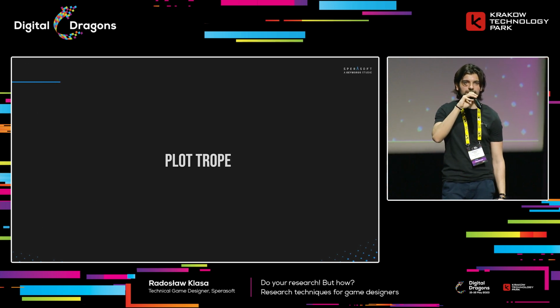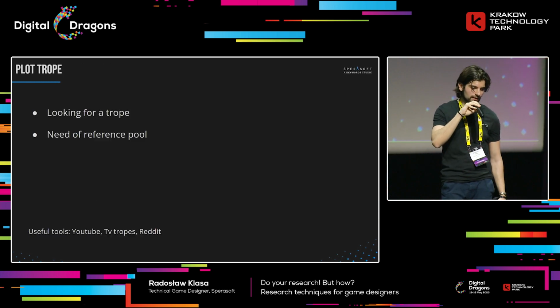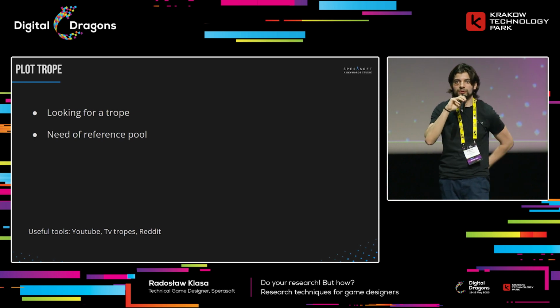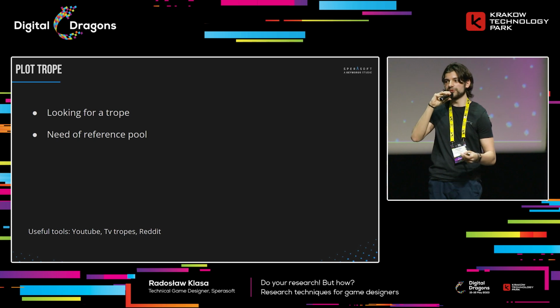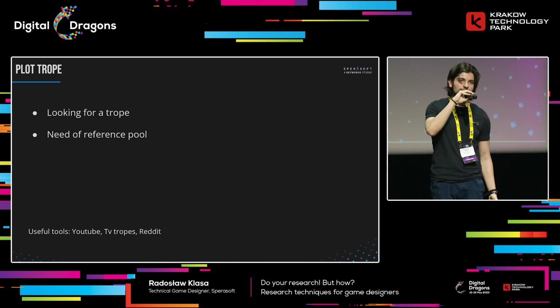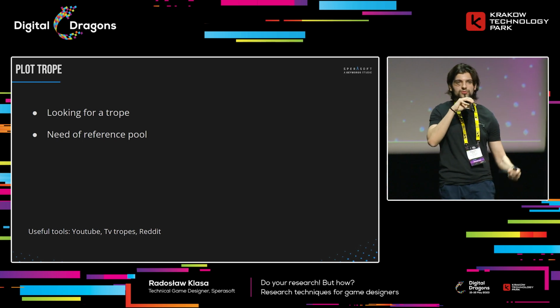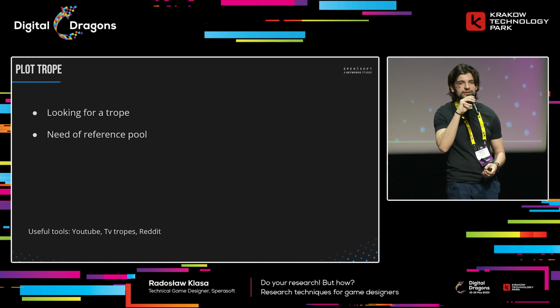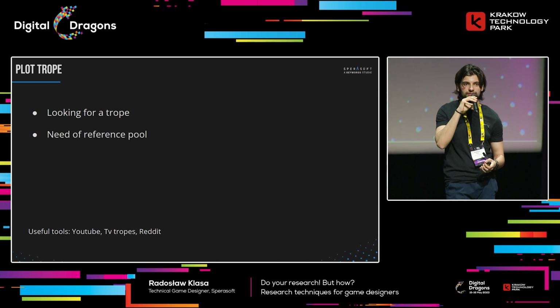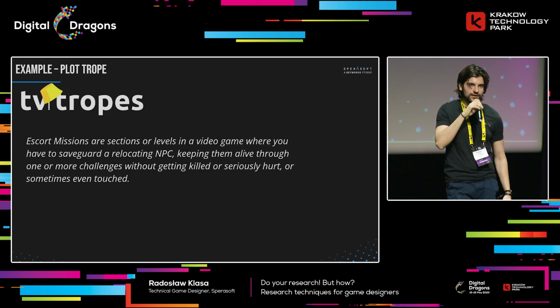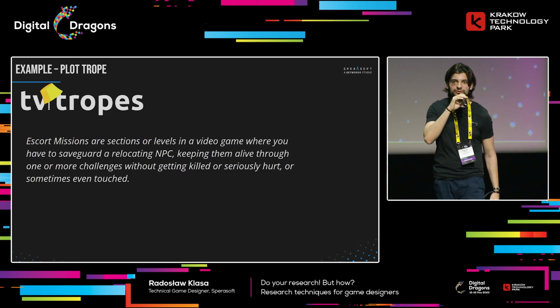The second one is the plot trope. Here we are using some trope about, I don't know, some interesting system or maybe some emotion that we want to evoke. And we are going to be provided a list of a lot of different titles that also include that one trope. For that purpose, a really useful site is TV Tropes.